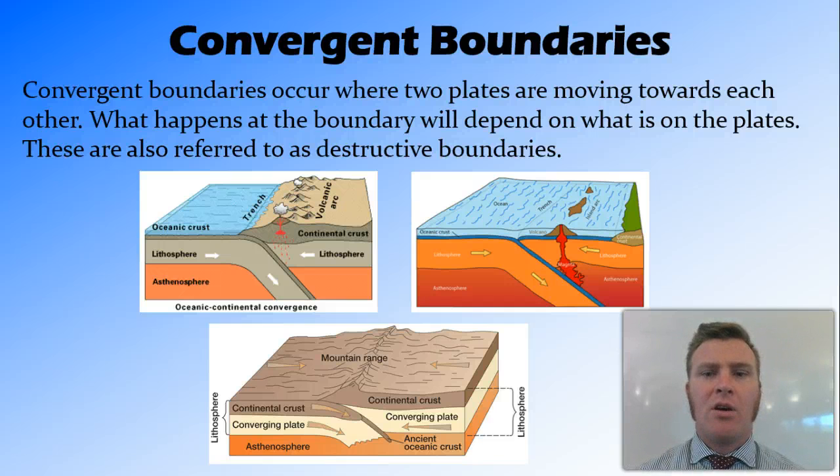Convergent boundaries occur when two plates crash into each other, so moving towards each other and crashing into each other. But what actually happens at these boundaries depends on what the plates are, and mainly whether they're oceanic or continental plates. Because these are crashing into each other and destroying land, so that there's less crust, these are referred to as destructive boundaries.